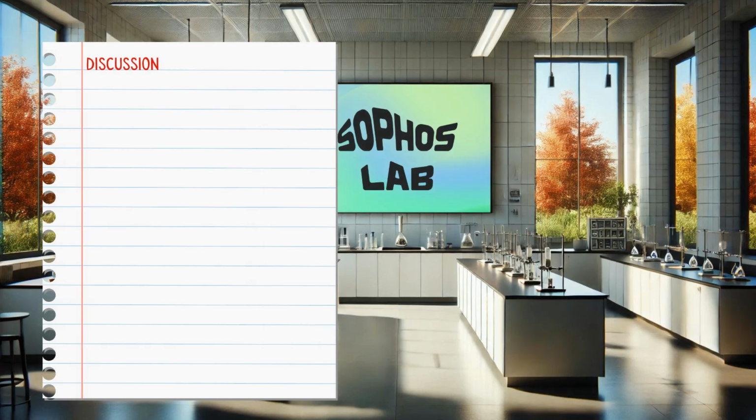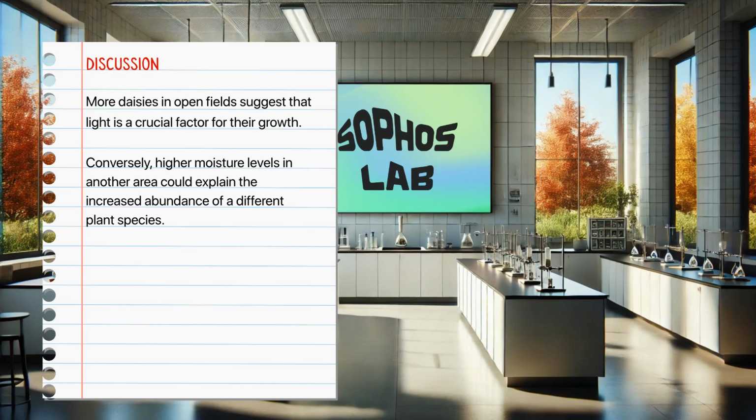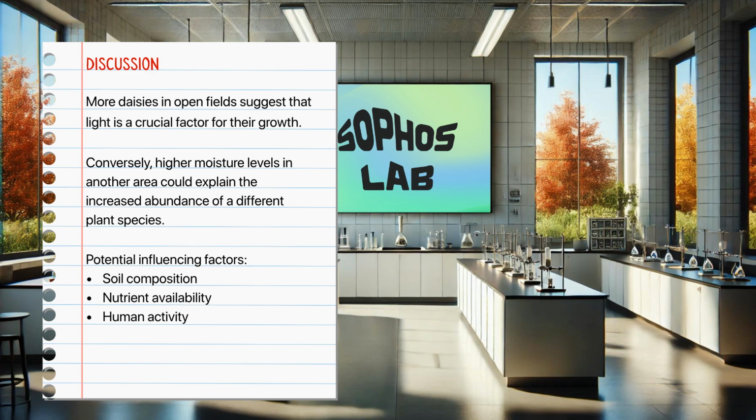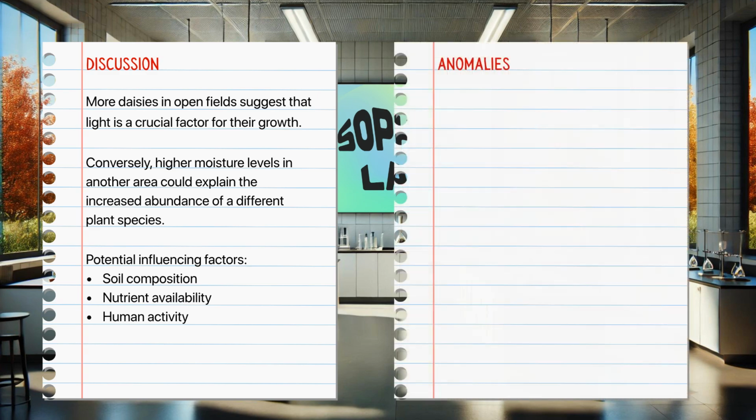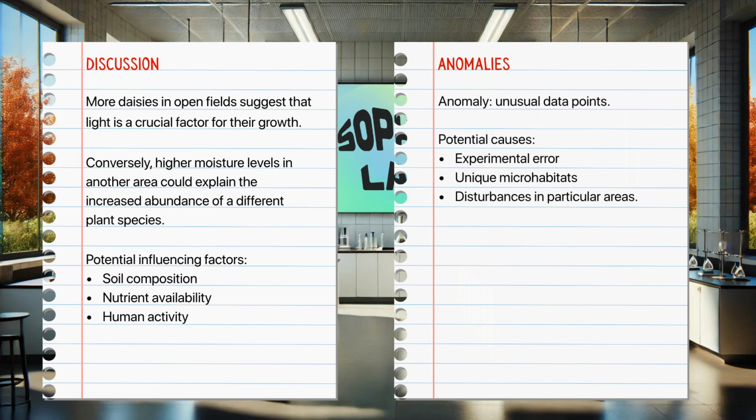Then, discuss the findings in the context of environmental factors influencing organisms. For instance, more daisies in open fields suggest that light is a crucial factor for their growth. Conversely, higher moisture levels in another area could explain the increased abundance of a different plant species. You should also consider other possible influencing factors like soil composition, nutrient availability, or human activity that might affect the results. Finally, consider any anomalies. If some quadrats or transect points show anomalous results, which are unusually high or low counts, consider possible causes such as experimental error, unique microhabitats, or disturbances in those particular areas.